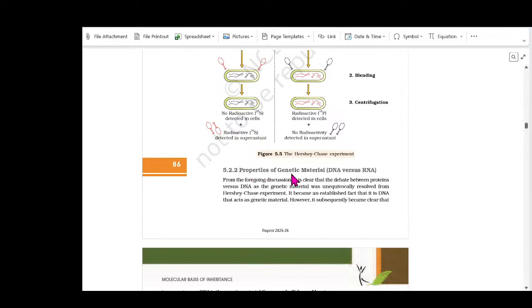5.2.2 Properties of genetic material: DNA versus RNA. From the foregoing discussion, it is clear that the debate between proteins versus DNA as the genetic material was unequivocally resolved by the Hershey-Chase experiment. It became an established fact that it is DNA that acts as a genetic material.